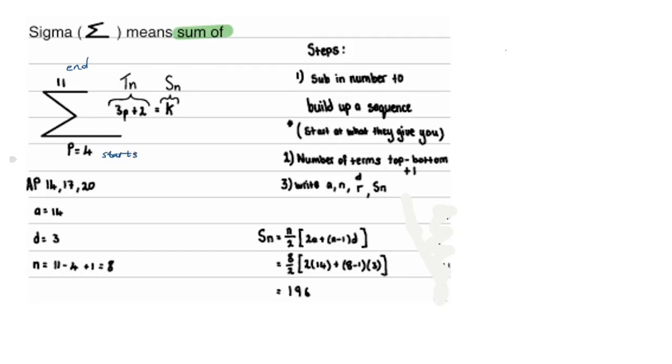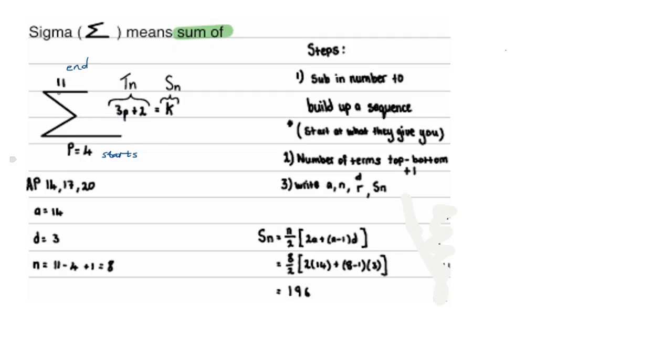And so if I have to build up the sequence, I'm not going to say, oh, I want the first term, so I'm going to put 1 in for P. Oh, I want the second term, I'm going to put in 2. You start with whatever number they give you at the bottom, and you go 1 up from there each time.